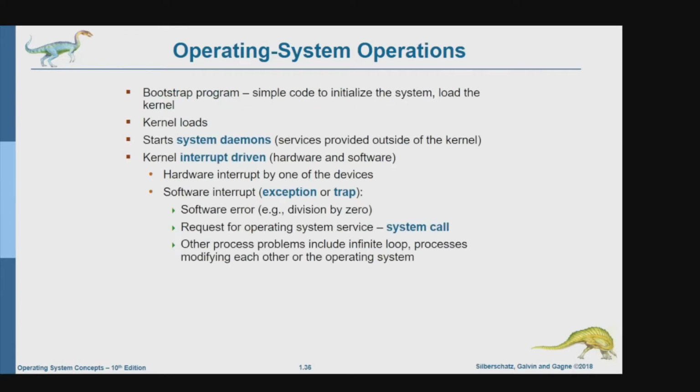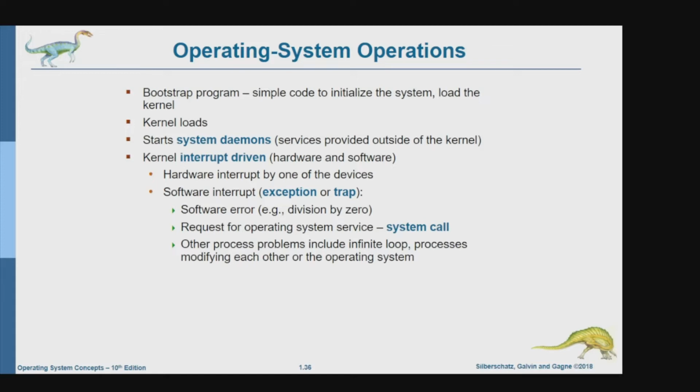So the bootstrap program refers to the simple code to initialize the system and load the kernel. Then the kernel loads and starts the system daemon. The OS, also known as the kernel, is interrupt driven for both the hardware and the software. The hardware interrupt is triggered by one of the devices, while the software interrupt refers to the exception or the trap.